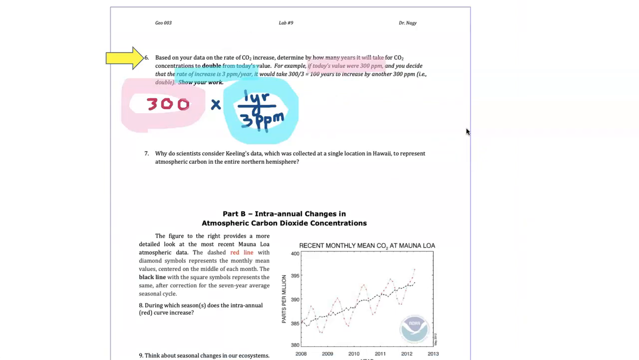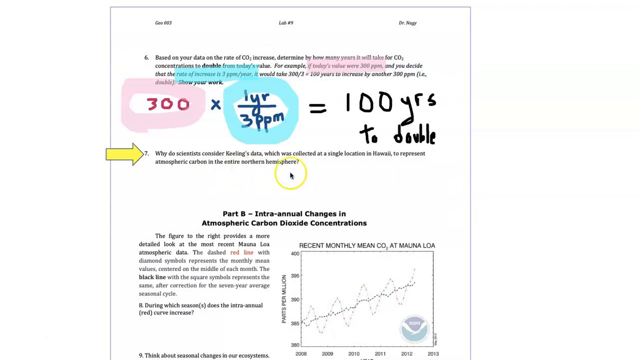So once you have those two numbers decided, you just take the value today, and then you calculate how many years it will take at the rate you think is going, and that's how many years it would take to double. So in the example I've given you, it would take 100 years to go to 600 ppm at the rate of 3 ppm per year. And then finally, why do scientists consider Keeling's data to be fairly reliable? So read that first section and you'll find out an answer to that.